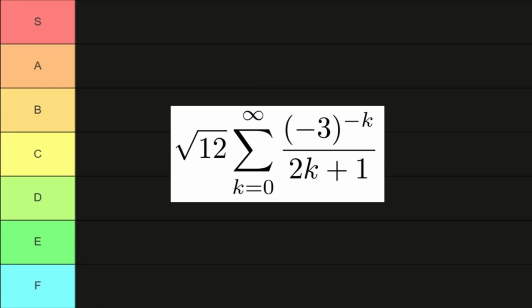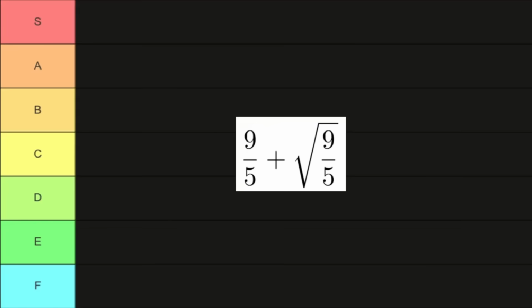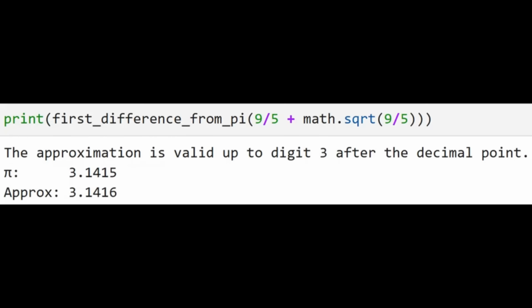This one is based on the Taylor series for arctangent, and it converges faster than all the series we've looked at so far. This one goes in S tier, since it's rather simple looking, yet converges exponentially. So this one is pretty nice to look at, but it's not good for much else. E tier.